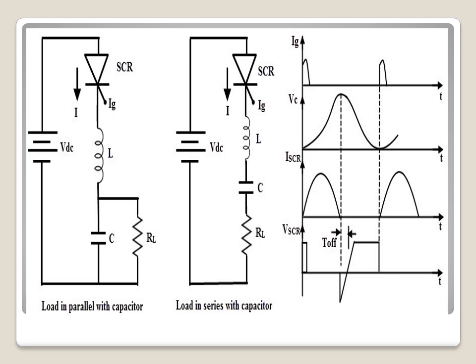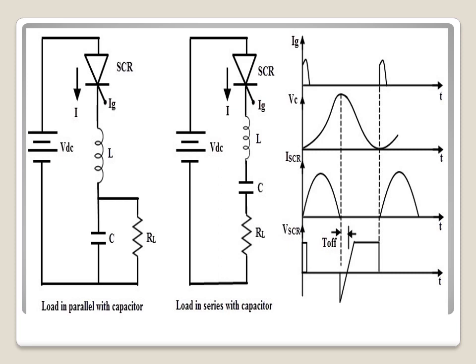Hence, after the SCR gets on, the forward current that flows through the SCR begins to charge the capacitor. At the same time, the inductor connected in the circuit stores energy. We know the property of an inductor: it opposes the change in current.